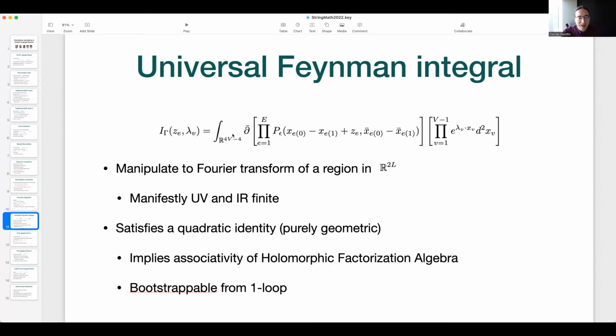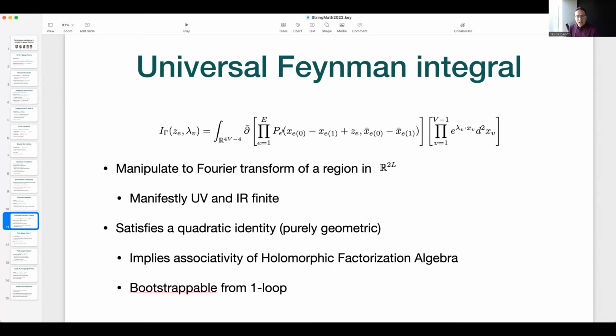This calculation at first sight is rather complicated. I mean, the propagators are still rather intricate, but working on it for a while, we found a way to simplify it dramatically to a Fourier transform, essentially, of a complicated polyhedral region in the space of loop momenta, of holomorphic loop momenta.